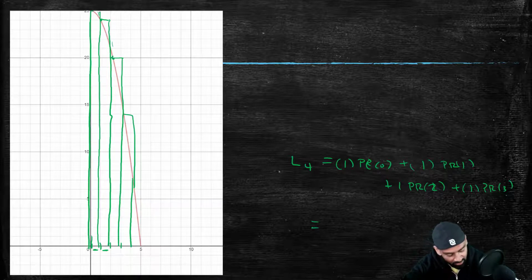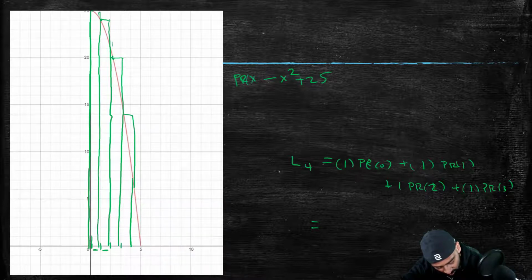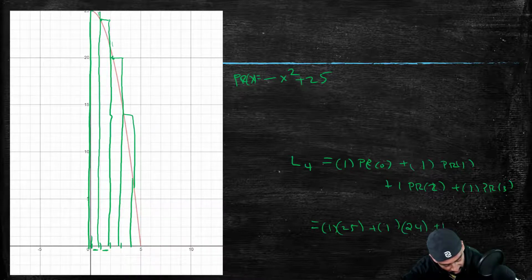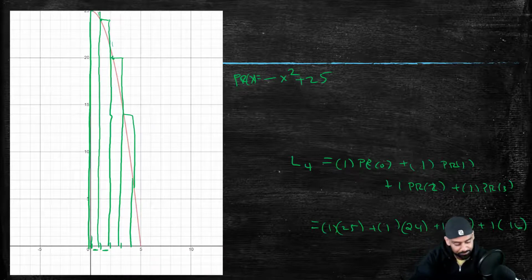Okay, so now when we plug it in, where are we plugging into? Don't forget your function looks like this guy. That's P, our rate of pay. That's what pay rate is. You plug in 0, you get 25. You plug in 1, you get 24. You plug in 2, you get 21. And you plug in 3, you get 16. So if you do this out, then you get 86.